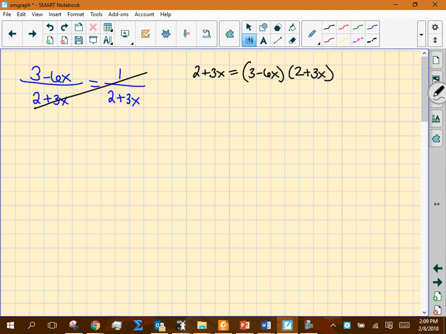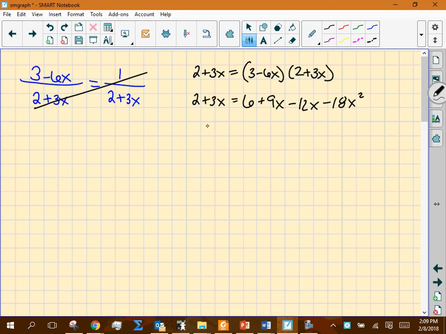Yeah. Well, let's see. We'll go 2 plus 3x here. Because maybe if you don't recognize that, this would be the approach that you use. Even if these were different, this would be the approach that you would need to use. So let's go ahead and FOIL. 3 times 2 is 6. 3 times 3x is 9x. Negative 6x times 2 is negative 12x, right? And then negative 6x times 3x is going to be negative 18x squared, correct? Okay.